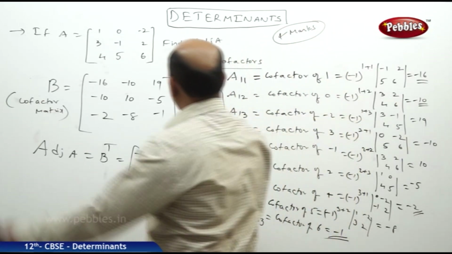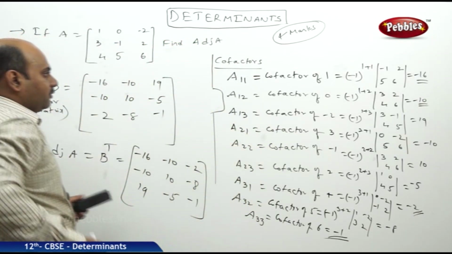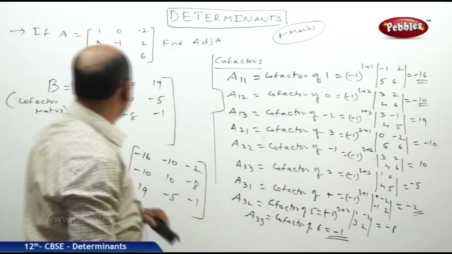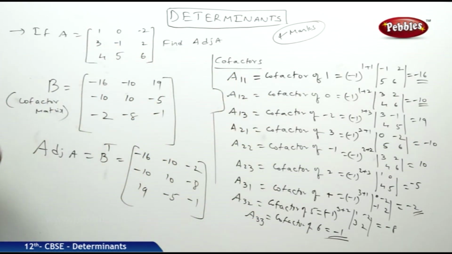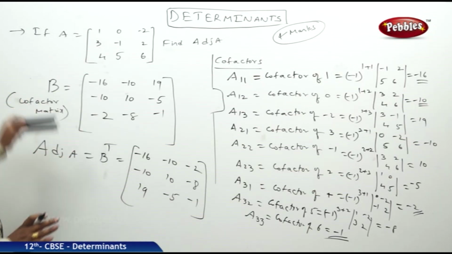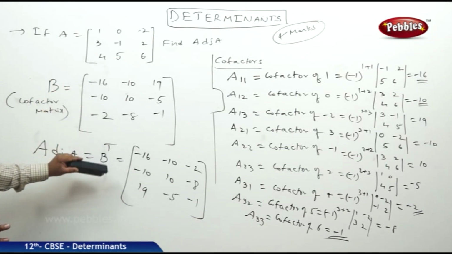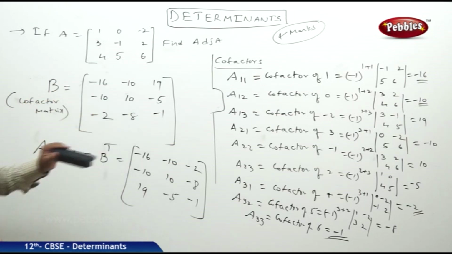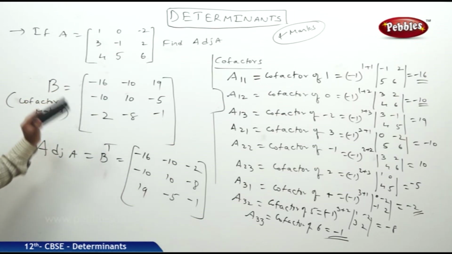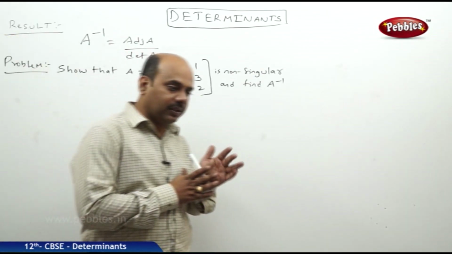That means if a question is given and you are required to find adjoint of A, first of all we need to find the cofactors. After finding the cofactors, write the cofactor matrix. Cofactor matrix is the terminology used by me, but in general the definition is otherwise. Later we need to find adjoint A, which is obtained by just transposing the elements of the cofactor matrix. It's a very important question. Please copy. Right? Now we are going to see the concept of inverse of a matrix.